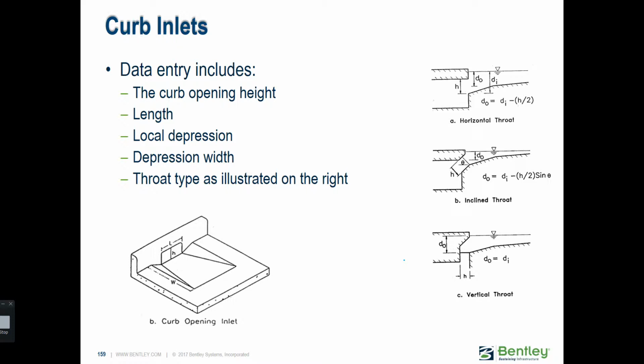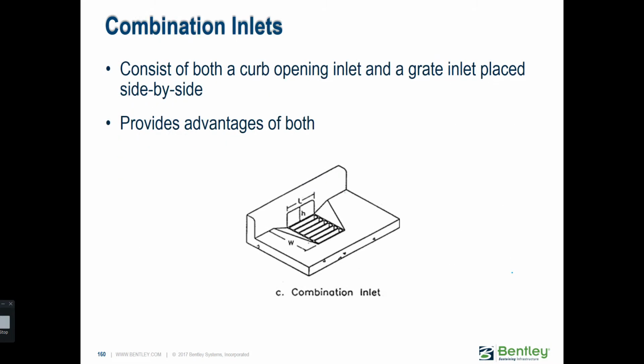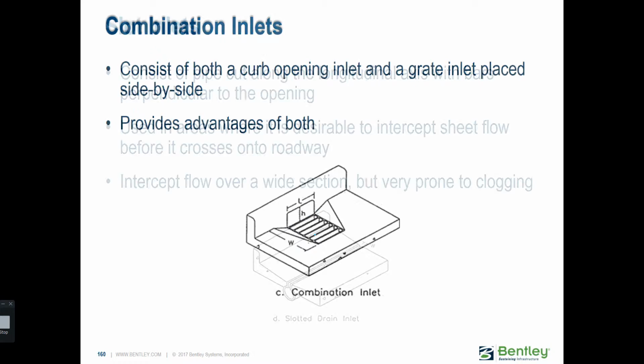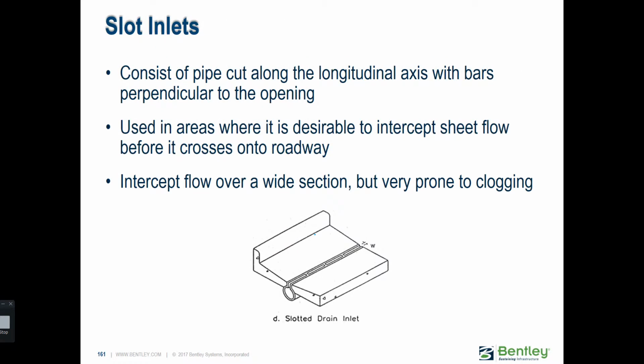Here's some of the information that you're going to be asked when you're inputting that information: local depression, depression width. So this is all specified in these graphs. So use this as a reference when you're doing your own inlets. There's a combination inlet, which is a combination of the two previous ones. So it has a grate at the bottom, but also on the side it has an opening. So it's great because it can do the same as the other two.